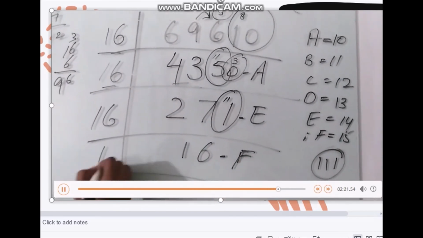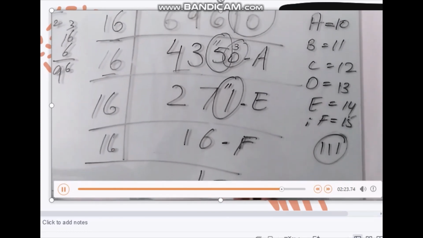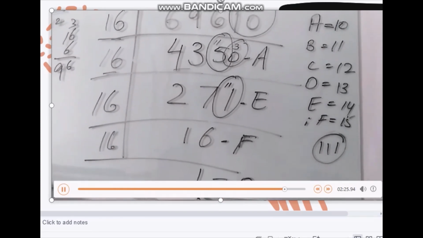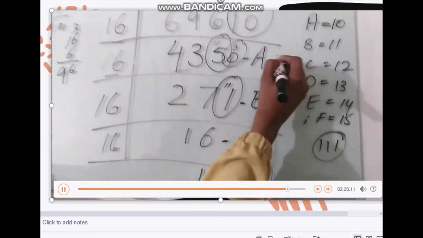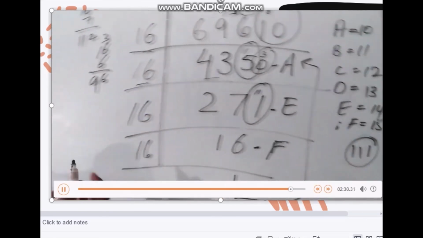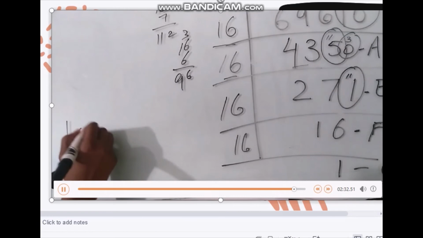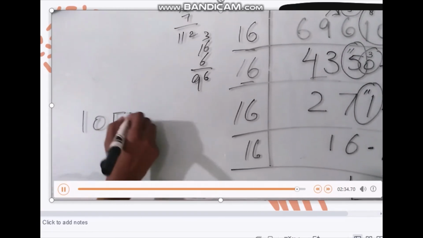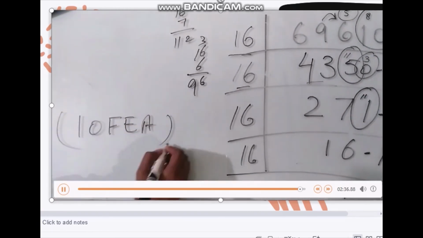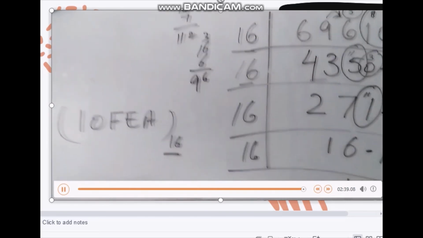And then it becomes 16 ones are 16 and the remaining number is 0. Our answer starts from here and goes upward. The answer is 1, 0, F, E and A, of base 16, because the base of hexadecimal is 16.